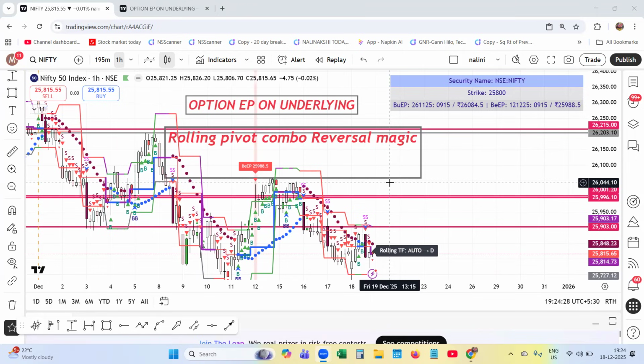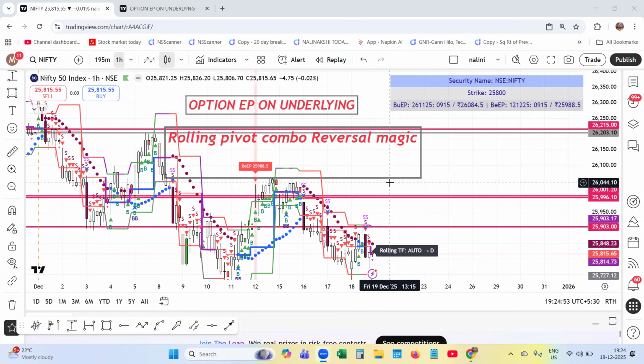This strategy is not about prediction. It is about confirmation, structure, and trader psychology. So definitely, if you follow the rules using the rolling pivot and option EP, you will be profitable. I'm going to show you how you could have made money.